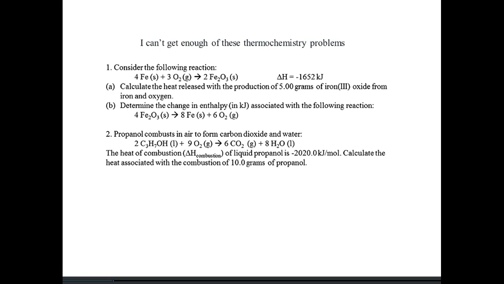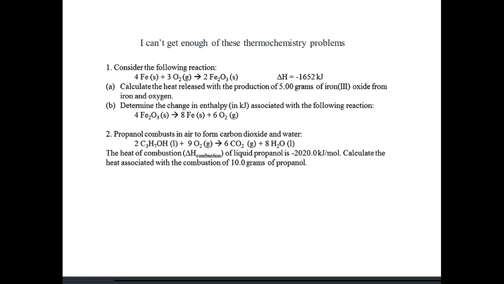Now in this problem, we're asked to calculate the heat released. So it already stipulates that heat is being released, which is true because this is an exothermic reaction. Calculate the heat released. So this is going to be a positive value because it's asking for the heat released.